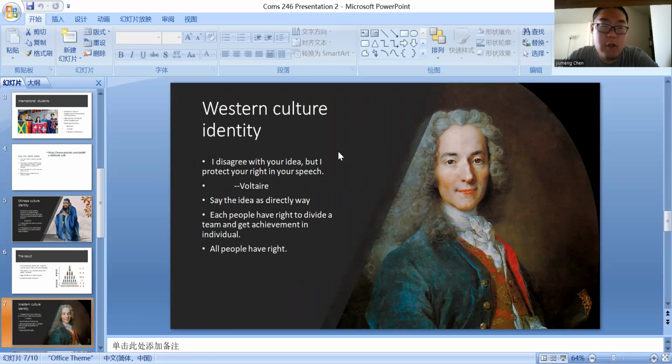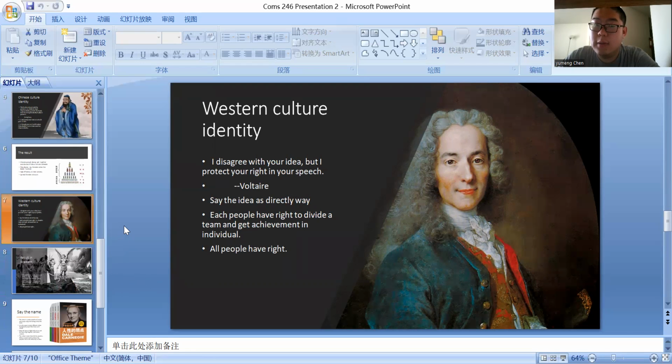However, in the cultural background of Western identity, just like Voltaire says, I disagree with your ideas, but I protect your right to your speech. So in the West, the main idea of education is that each person has a right to separate from the team and get achievement as an individual. So it is based on the individualism that Voltaire followed. For this reason, people in Western countries always share their ideas and take part in activities with the professor during class time, and the professor encourages the students to speak up.